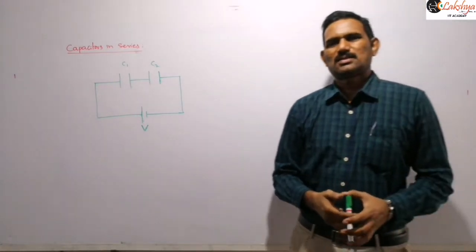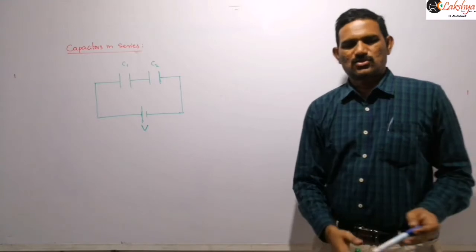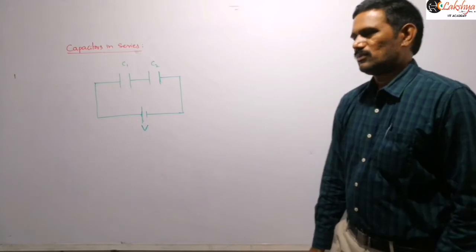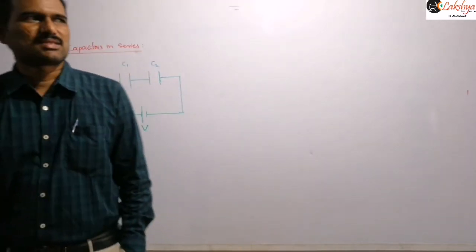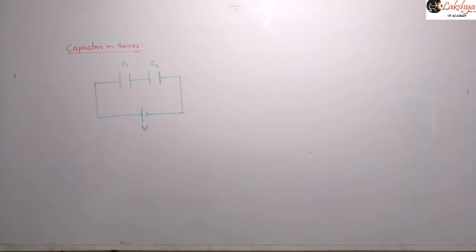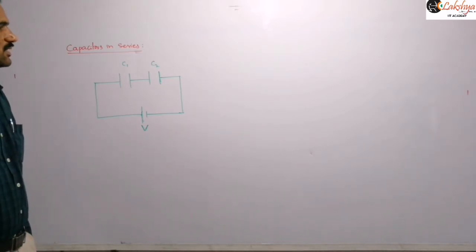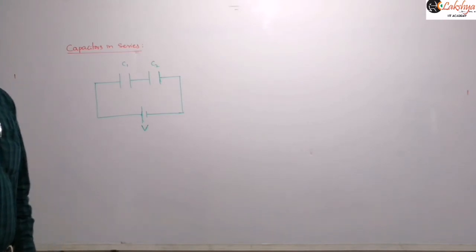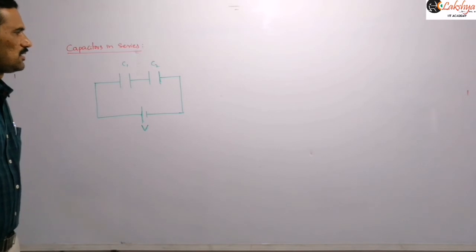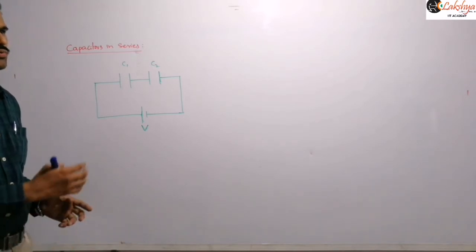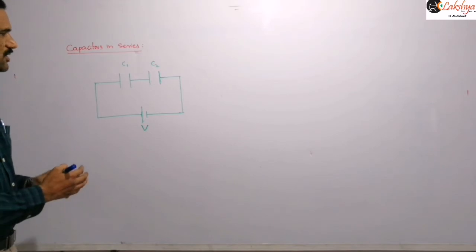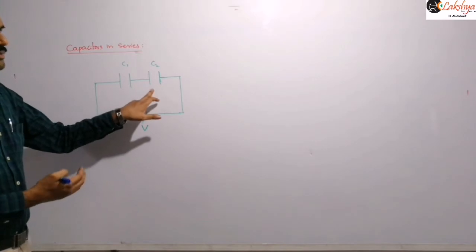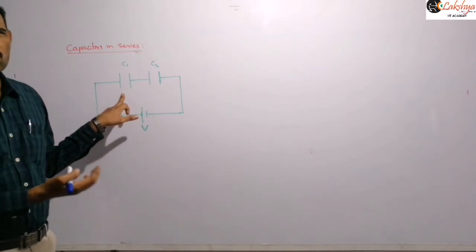Capacitors are said to be in series when the same amount of charge is stored on them, and one plate of the first capacitor is connected to the other plate of the next capacitor. That means after charging, you will get positive and negative charges on the plates.